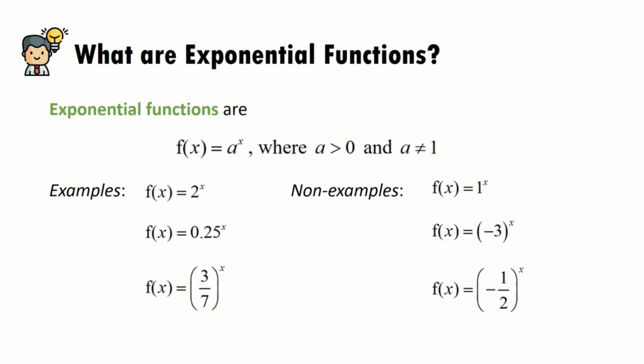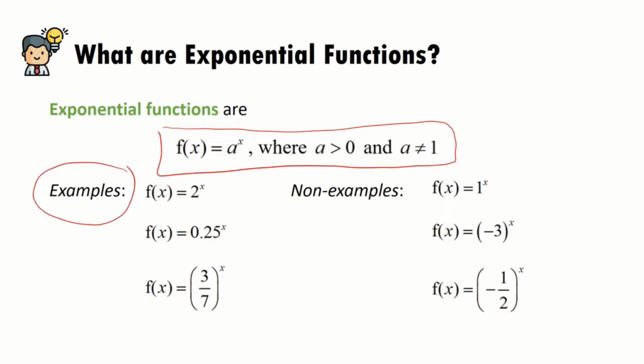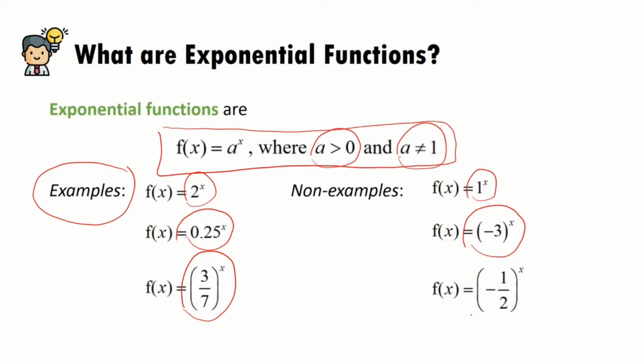Let us first take a look at what are exponential functions. The formal definition of exponential functions are as follows. I have given over here some examples of exponential functions. So some examples are like 2 to the power of x, 0.25 to the power of x, and even 3 over 7 to the power of x, so long as the number a itself is more than 0 and not equals to 1. Hence, some non-examples would be 1 to the power of x, negative 3 brackets to the power of x, negative half brackets to the power of x.